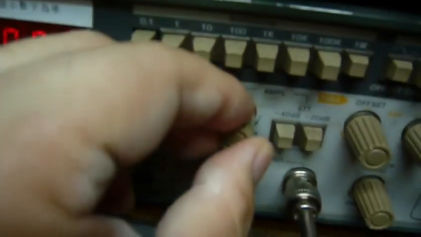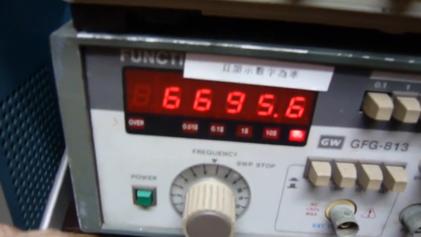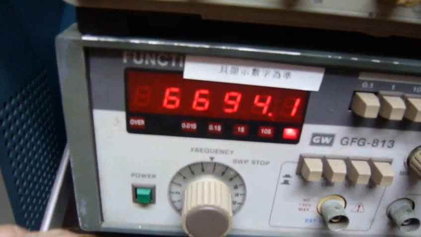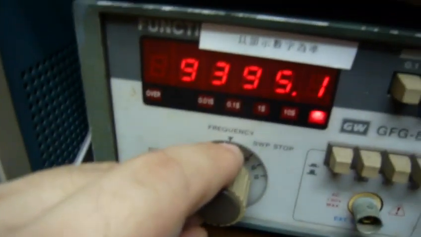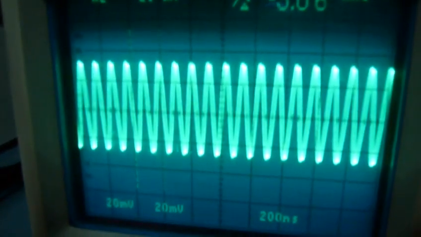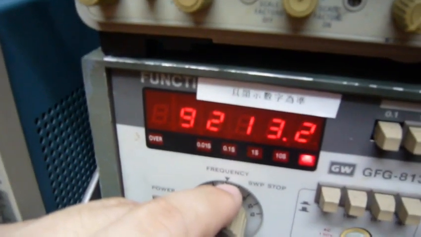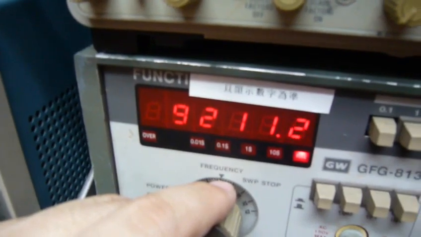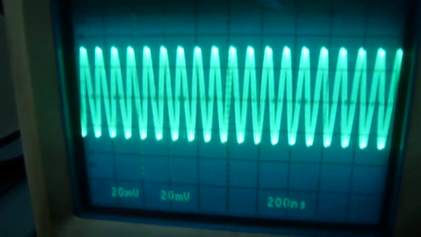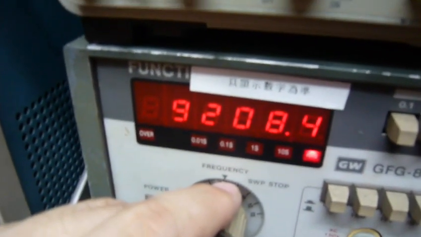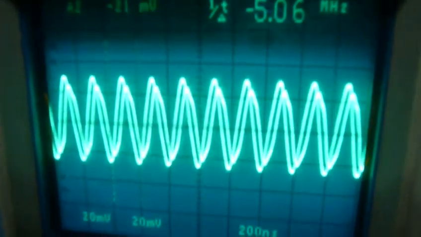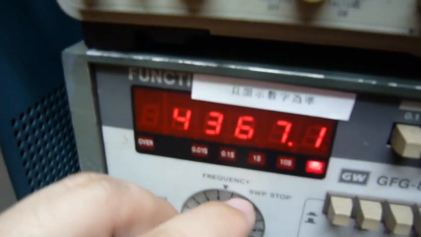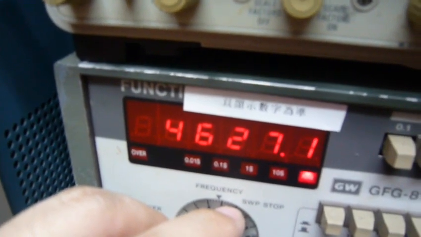Okay, let's increase the amplitude. Okay, the dead zone is around 6.7 megahertz. So the whole thing is shifted toward the higher. The upper is shifted to 9.2 mega, and the lower is shifted to 4.6.